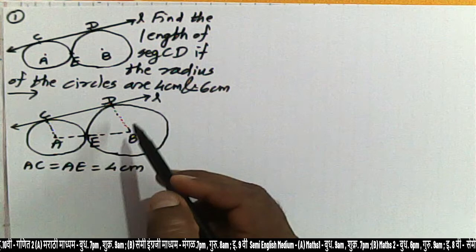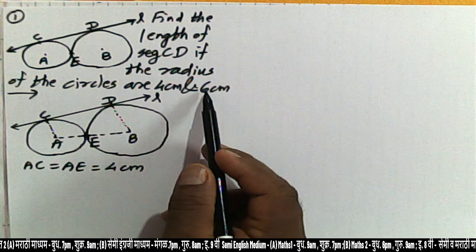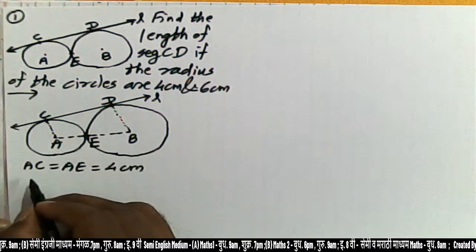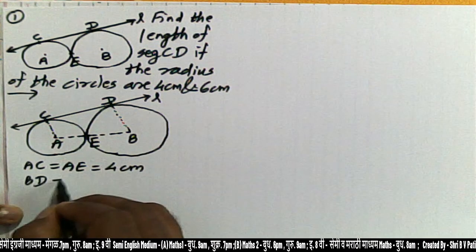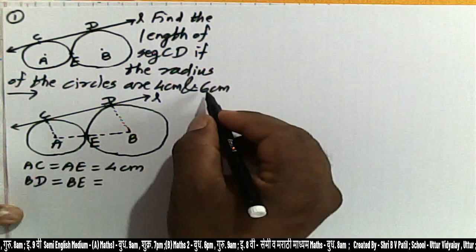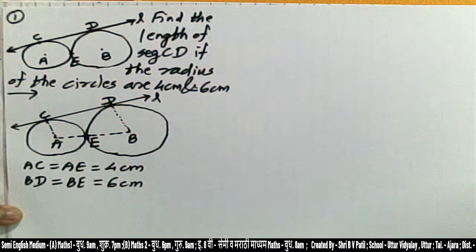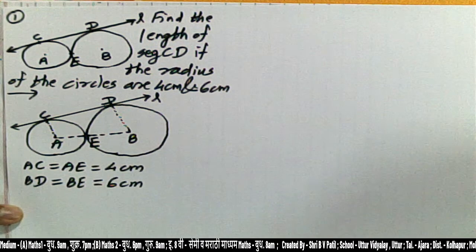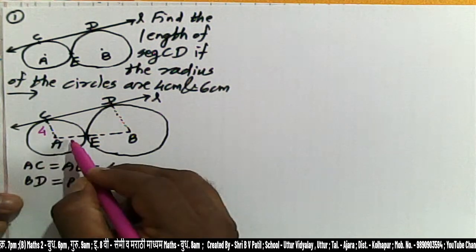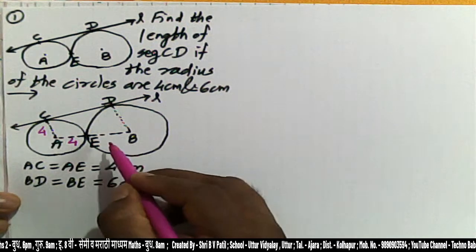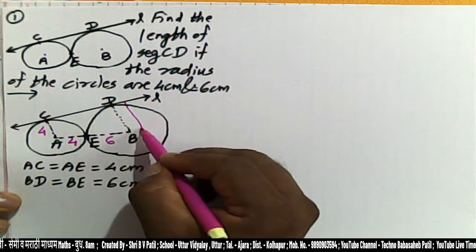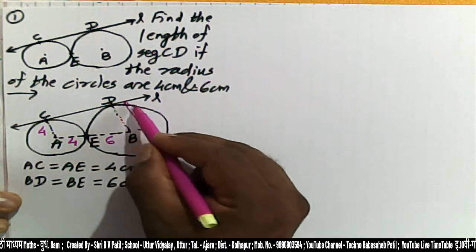Then the big circle's radius is the big radius, that is BD and BE are the big radius, and the big radius is 6 centimeter. Here 4, here 4 is the radius, here 6, and from D to B the length is 6.